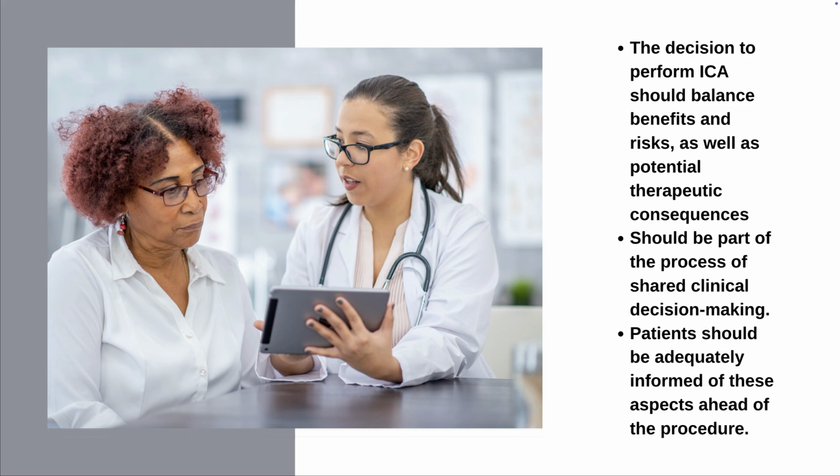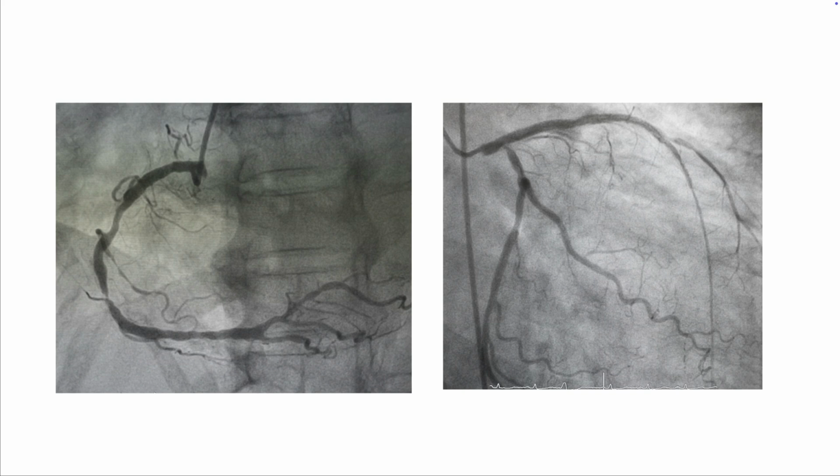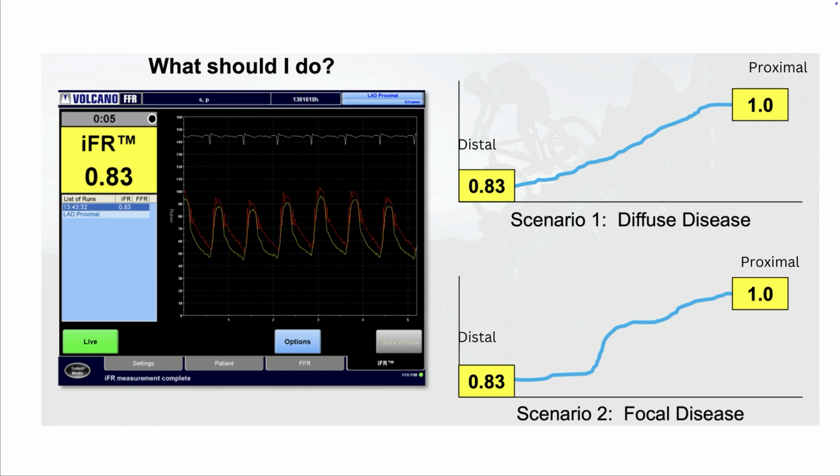Of course, angiography is not free of risk, and the decision to perform invasive angiography should balance the benefits and the risks. There should be a process of shared clinical decision making, and patients should be adequately informed of these aspects ahead of the procedure. And of course, whenever we have intermediate lesions or lesions of doubtful significance, we need to do a physiologic assessment with an iFR or an FFR with a pullback, because if the disease is diffuse, then medical treatment is probably sufficient, whereas in patients with a focal disease, then revascularization could offer a better alternative.